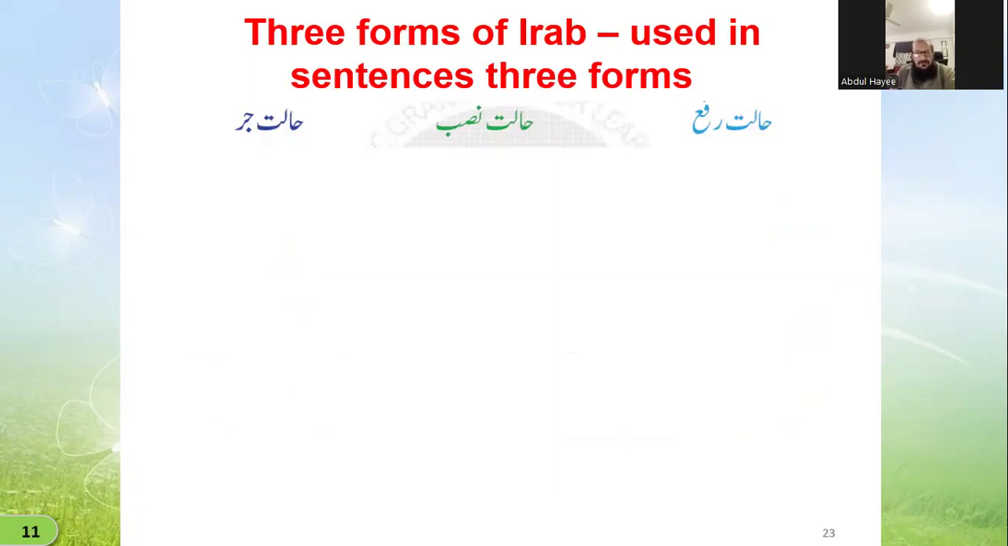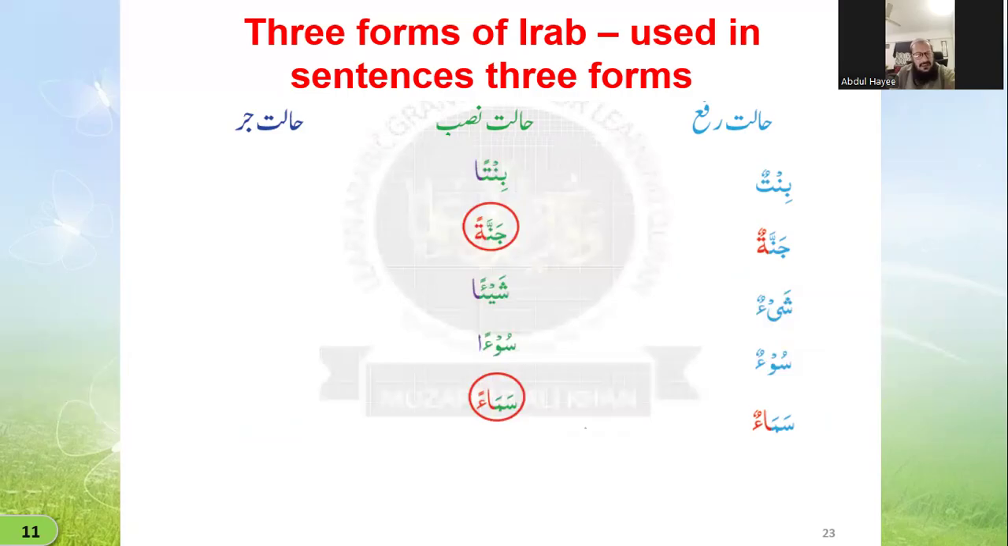Three forms of i'rab are used in sentences for three purposes. The raf is used just like this: bintun, jannatun, shay'un, su'un, sama'un, all having double dhamma. When they come in the halat nasb, meaning in the nasb state, they change like bintan, jannatan, shay'an, su'an, sama'an. And when they come in the jar state, halat jar, they are bintin, jannatin, shay'in, su'in, sama'in.